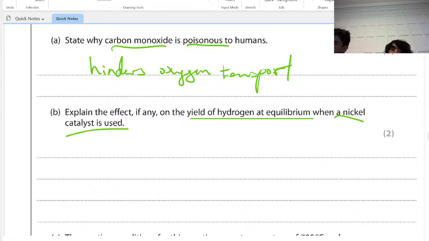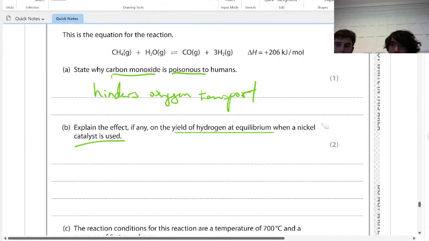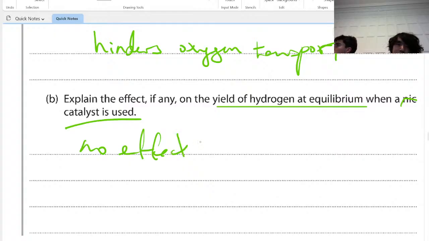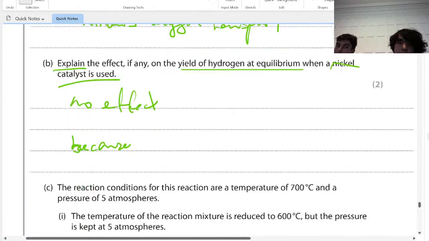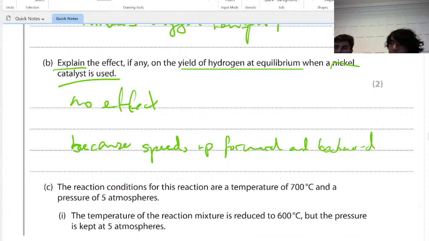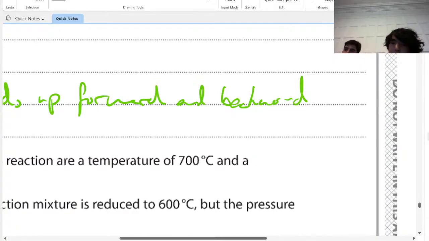Right, did we go through this when we did equilibrium? Catalyst on equilibrium, yes, we did. A catalyst does not change the position of the equilibrium, so no effect. Because you have to explain it, and it's two marks: it speeds up the rate of both the forward and the backward reactions equally.